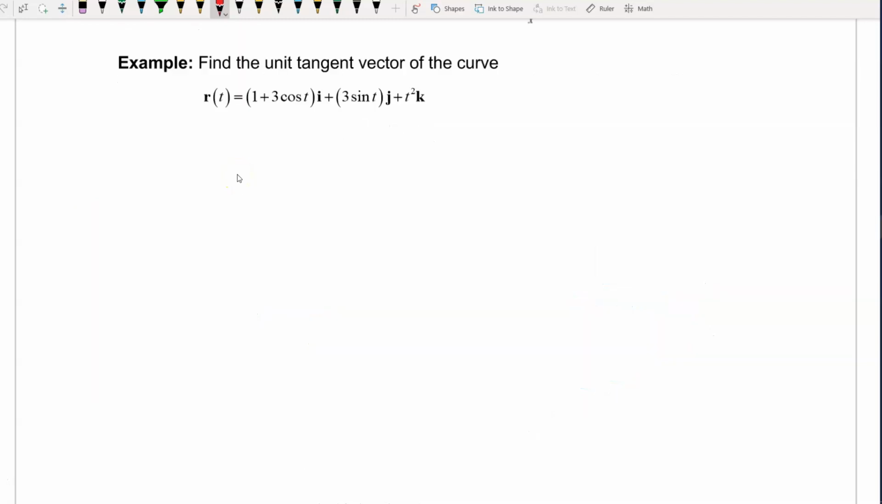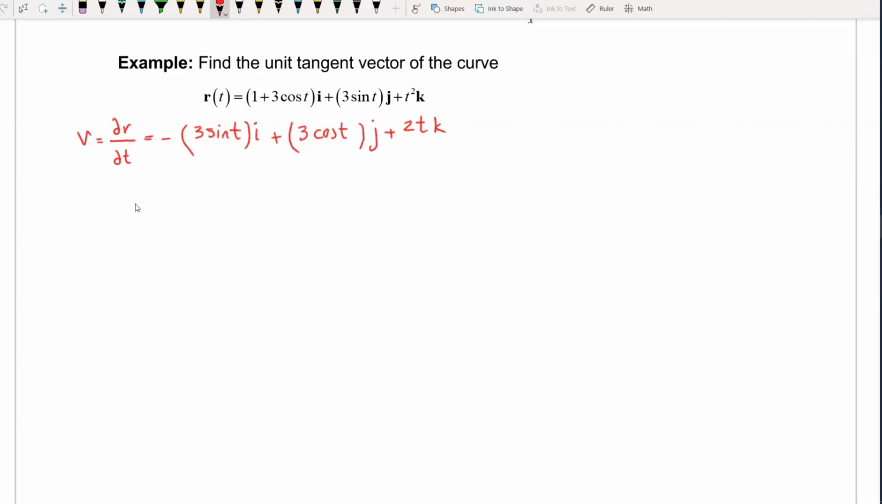Example: find the unit tangent vector of the curve r of t equal to 1 plus 3 cosine t i plus 3 sine t j plus t squared k. So first we should find the velocity vector v, that is equal to the first derivative of r with respect to t. So this is equal to negative 3 sine t i plus 3 cosine t j plus 2t k.